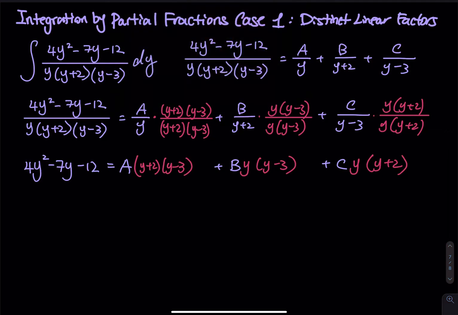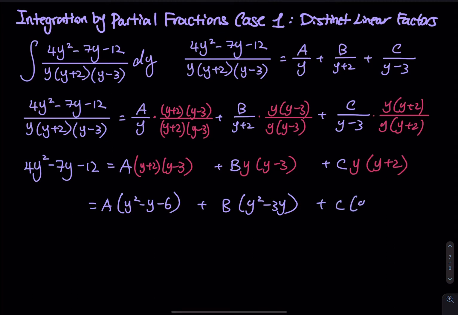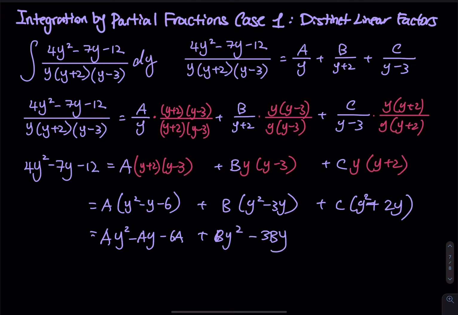Okay, let's fully open up the A. So we have A times y squared minus y minus 6. And then this is B, y squared minus 3y. And then C times y squared plus 2y, not plus 2, plus 2y. Okay, and then we distribute the A, B, and C. So we have Ay squared, minus Ay, minus 6A, By squared minus 3By, and then plus Cy squared plus 2Cy.